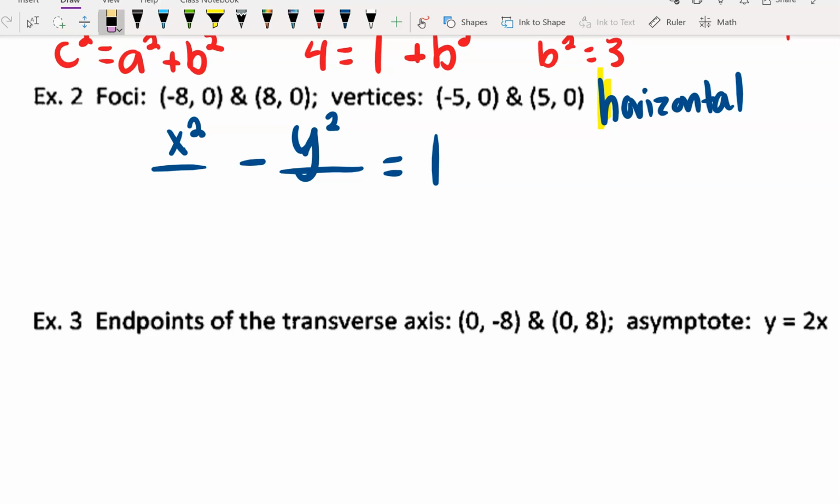All right, if the vertices are 5 and -5, then the a value must be 5. Remember, the vertices will tell you your a value. So a is 5, which means I'm going to put 25 here, because I always need to square that. So the one thing I'm missing is I don't know my b value. I know the c value is 8.